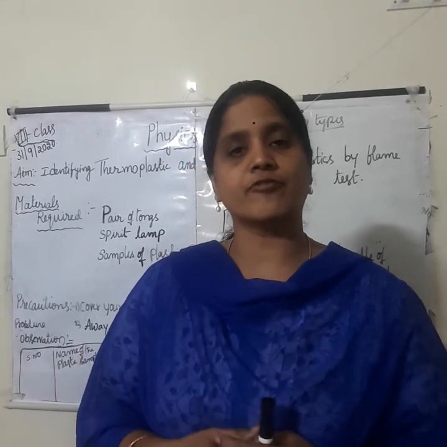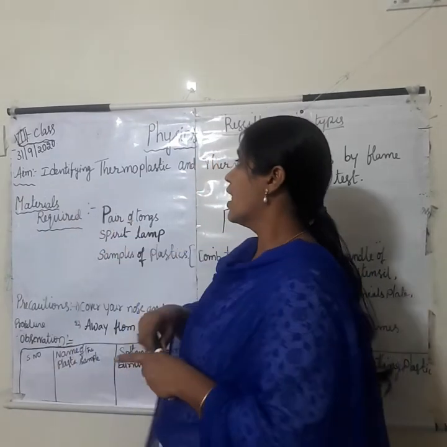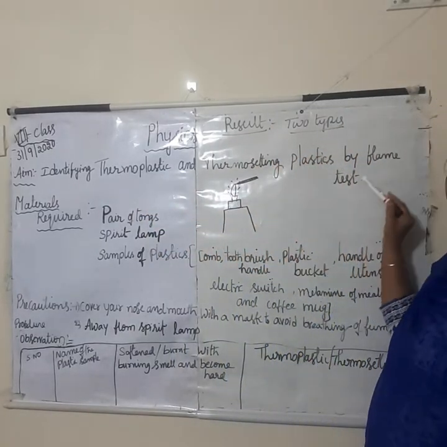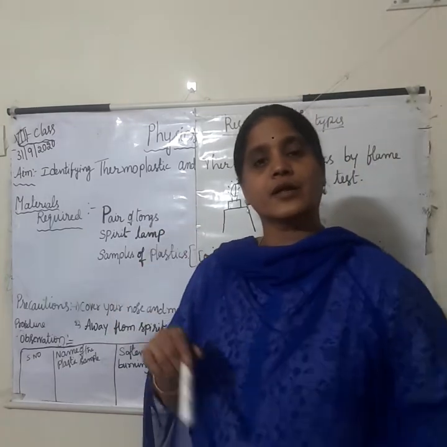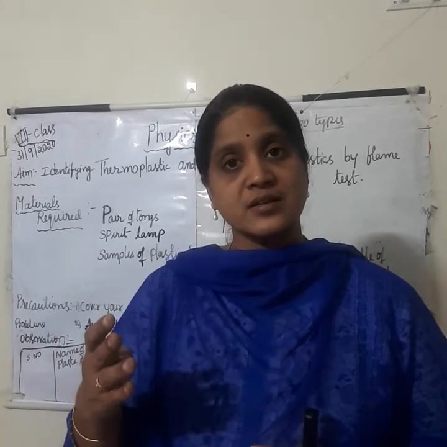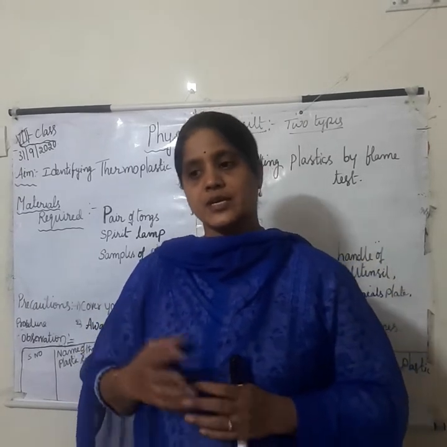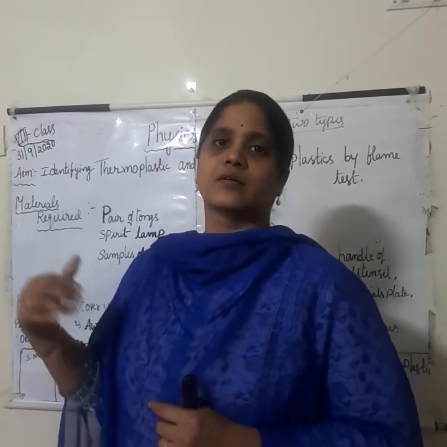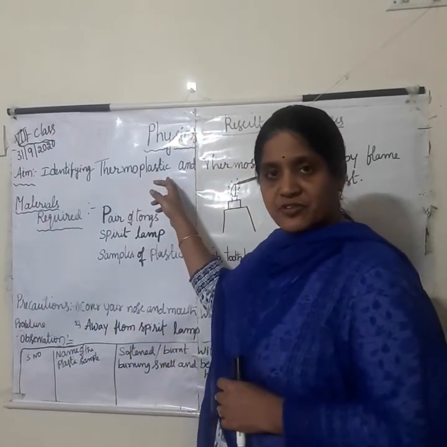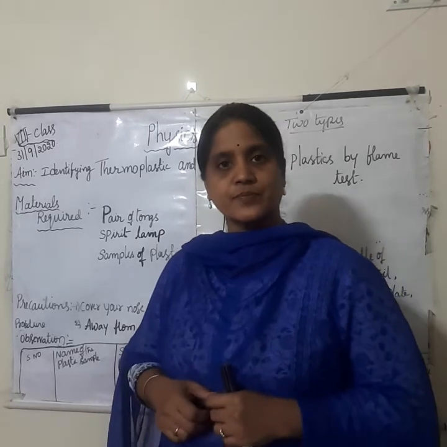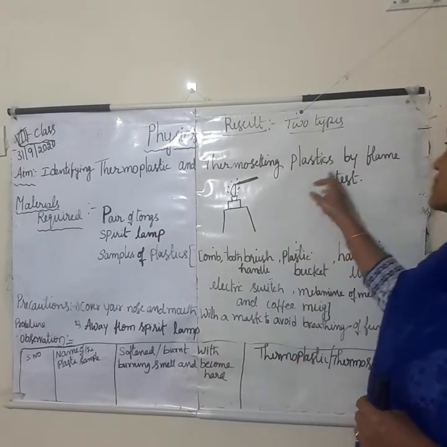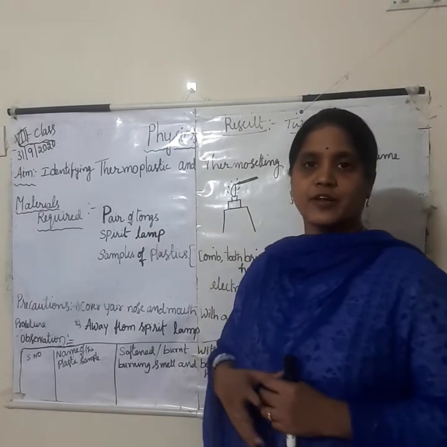So, what is the aim of the lab activity? Here you see, identifying thermoplastics and thermosetting plastics by flame test. Nowadays they are asking 4 marks questions, such as write about the materials required and procedure, which are related to lab activity questions. So in lab activity 3, first, what is the aim? Identifying thermoplastics and thermosetting plastics by flame test. By burning in the flame test, you can find out.